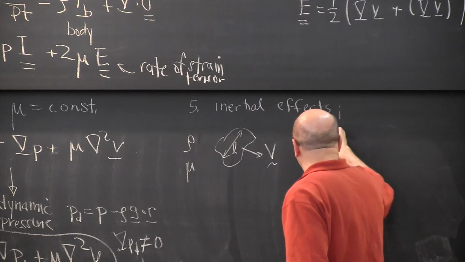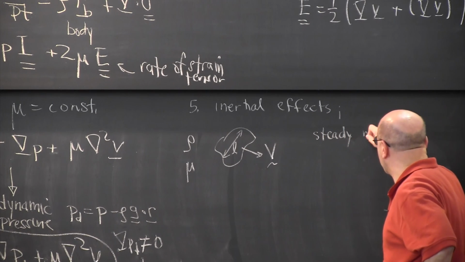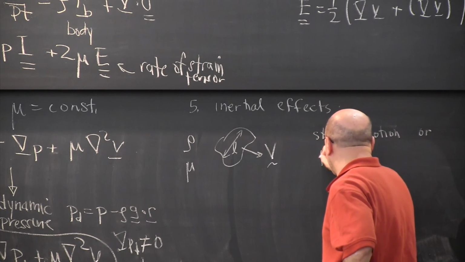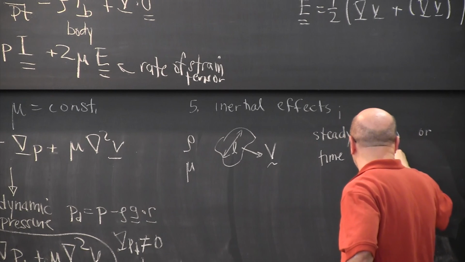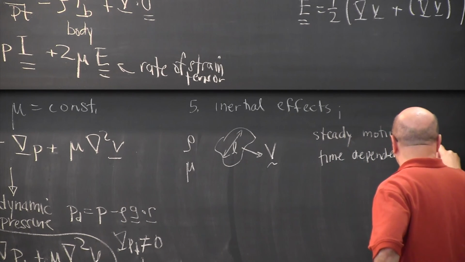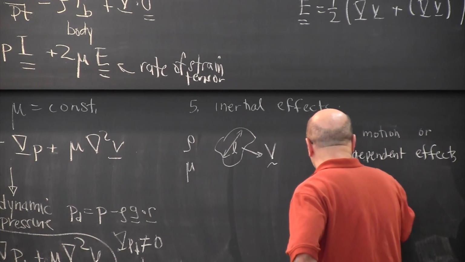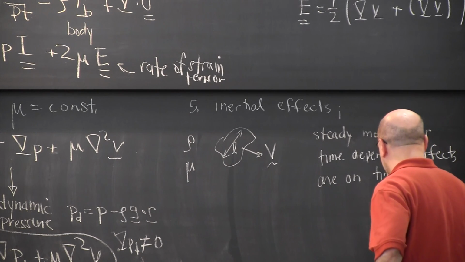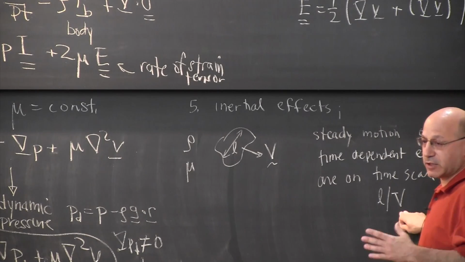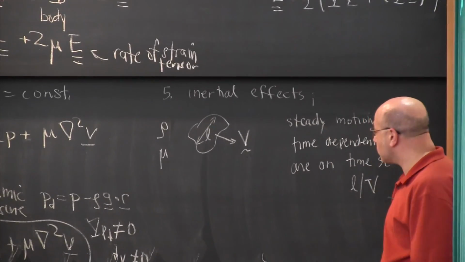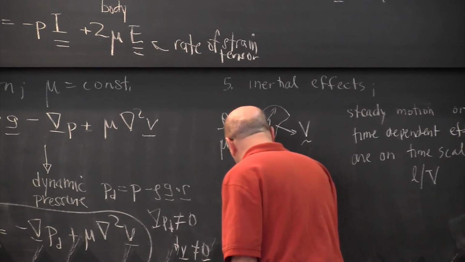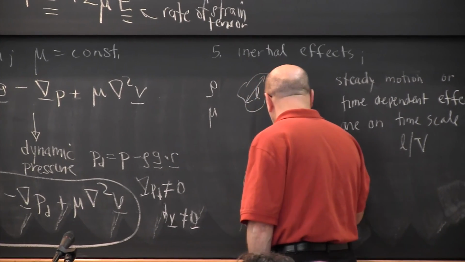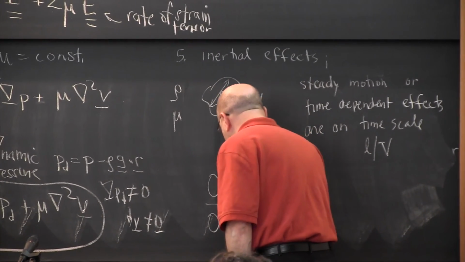consider, just for the sake of simplicity, a case where you either have steady motion or, if you like, time-dependent effects that at least can be scaled by a typical time, which is how long it takes to translate a body length, where v is just the magnitude of the vector, capital V. And in that case, you can determine the order of magnitude of the inertial terms versus the viscous terms.